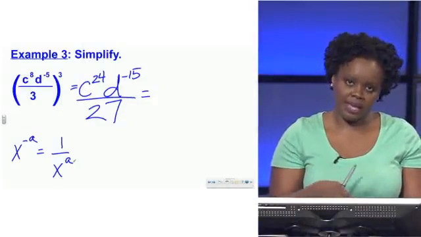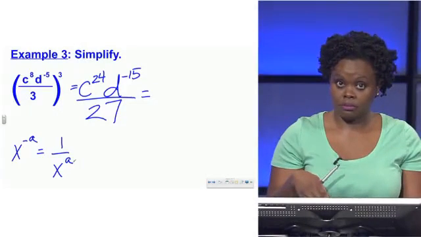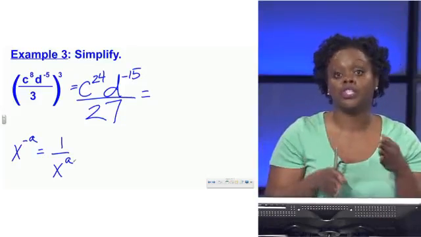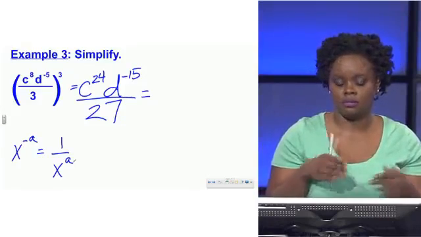If we had started with the negative exponent at the bottom, then we would need to bring it up to the top and make it positive. It's like you're shifting its position. You could think about that as a shortcut, okay?